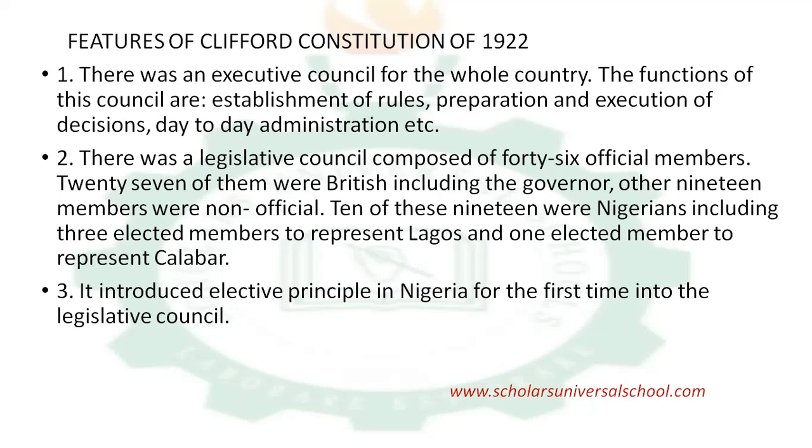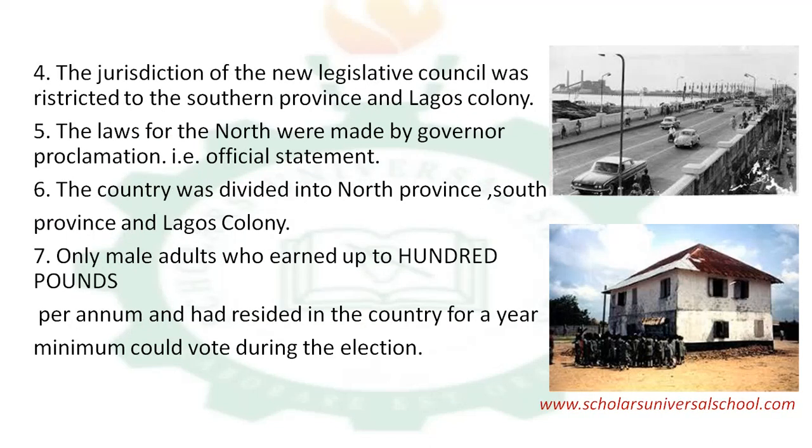So there was no form of election before this constitution, but this constitution ushered in the elective principle, whereby Nigerians were given the opportunity to vote in the persons or their representatives into the Legislative Council. Then we move to number 4.